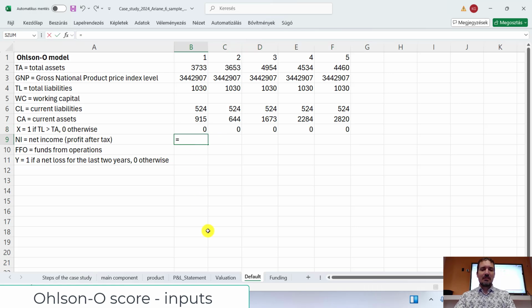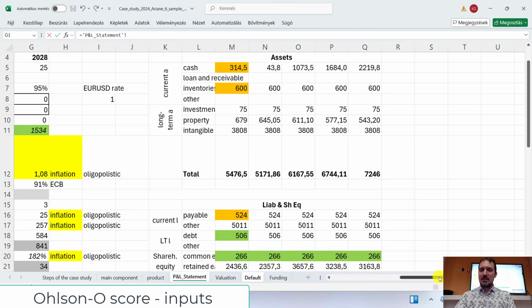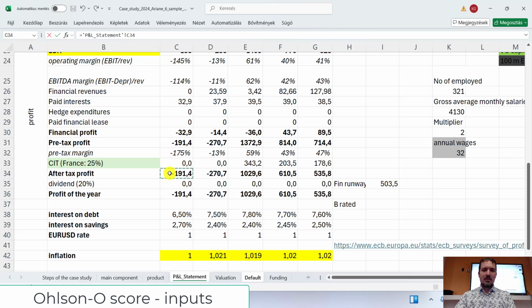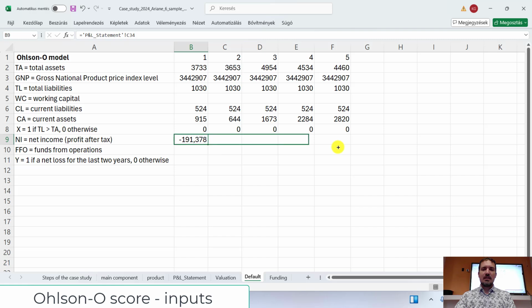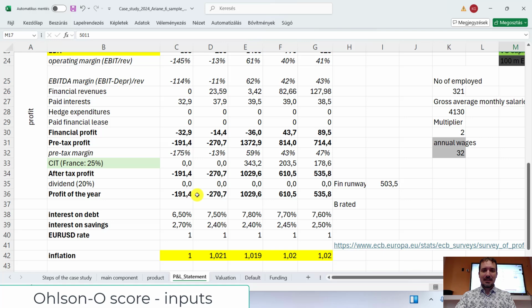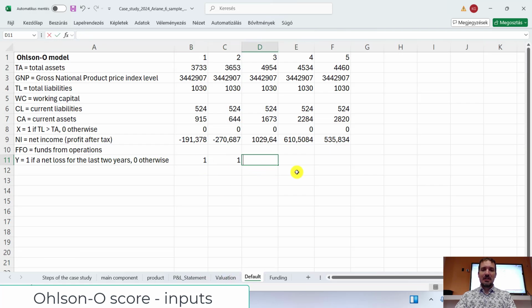Net income, so profit after taxation, if we are checking the definition. With the VAT, okay, funds from operation, and net loss. Net loss in the last 2 years. Yes, for me it will be 111. Obviously for you it will be different, but for me it should be something like this.